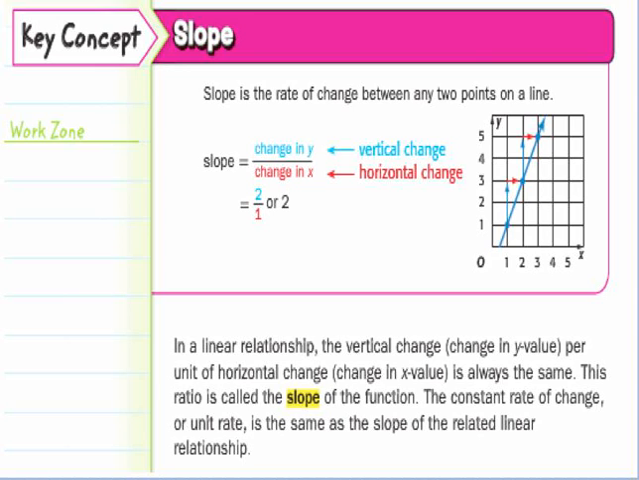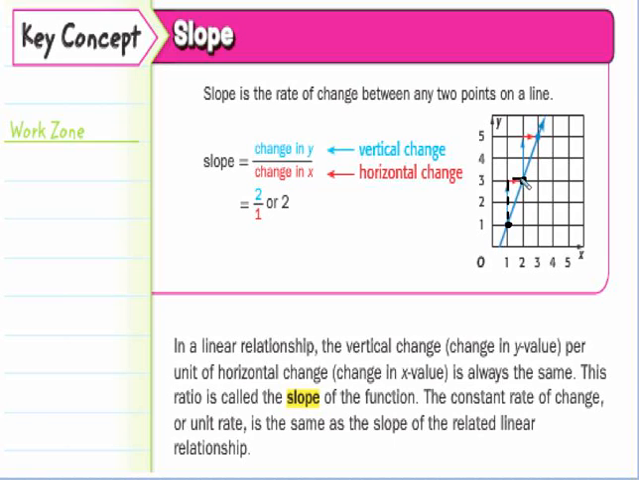In this particular line here that is graphed, if I pick any 2 points on the line, so for example, let's pick this point right here and this point right here, to get from this first point down here to this point up here, my vertical change is a movement of 2 boxes, and my horizontal change is a movement of 1 box. So the slope of this line is 2 over 1, or 2.